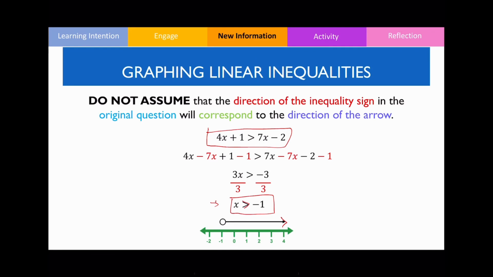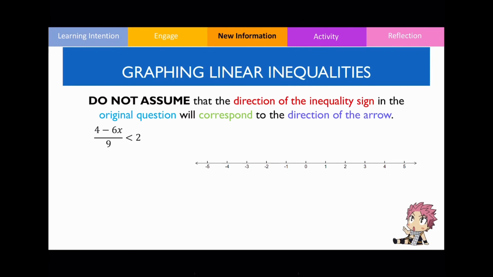I want to show you another example where this is not the case, so that you don't make these assumptions at all. In this case, (4 minus 6x) over 9 is less than 2. What you would do is make sure they have the exact same common denominator. So I'm going to multiply 2 by 9 over 9, and if I do this, I get 18 on top. And because the denominators are the same, I pretty much ignore the denominators, okay?